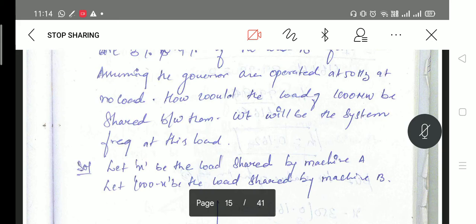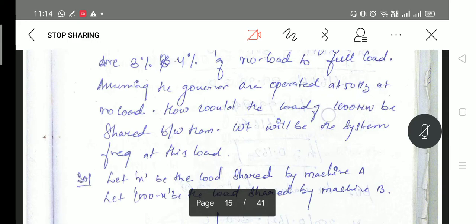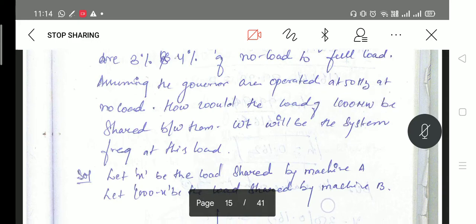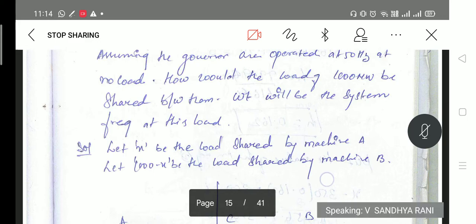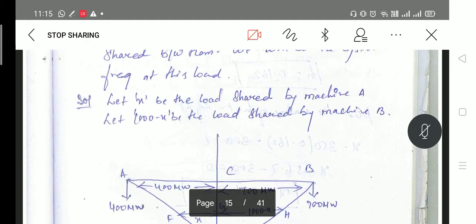Same as the previous problem, this problem is also the same. I am taking the load sharing by A as x and the load sharing by machine B as 1000 minus x, because the total load is 1000 megawatts. The drooping characteristics are given as 3% and 4% at 50 Hz frequency. So we are taking the frequencies as 3% of 50 Hz and 4% of 50 Hz.